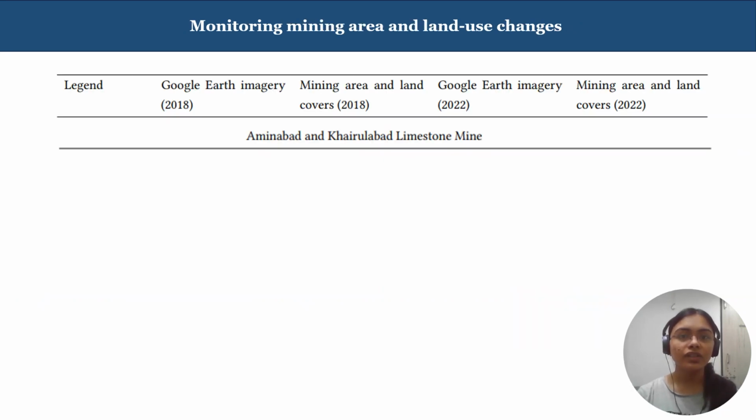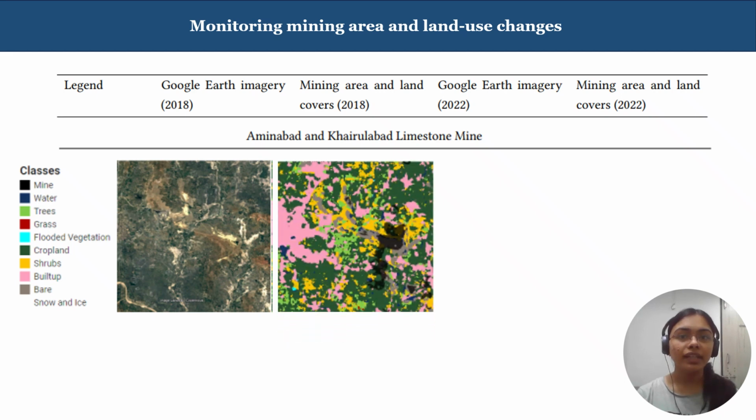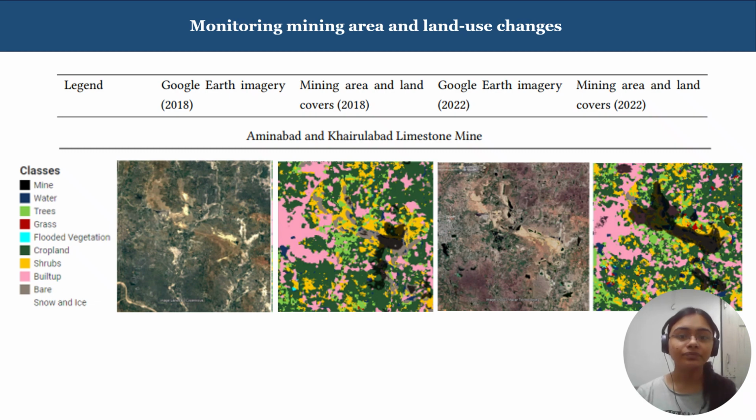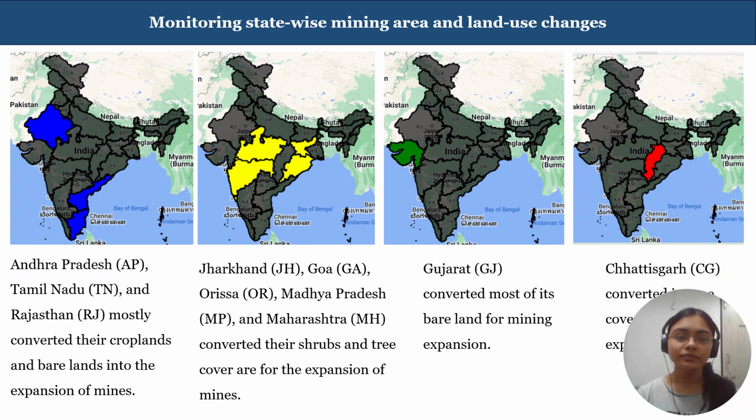We monitor land use changes around the sampled mines using our suite of tools. As an example, we show here a mining site in Tamil Nadu state of India which saw an increase in the mining area between 2018 to 2022 by converting most of its cropland. We scaled the analysis of land use changes to all 628 mines and conducted hypothesis tests at the state level to determine broad patterns of land use changes.